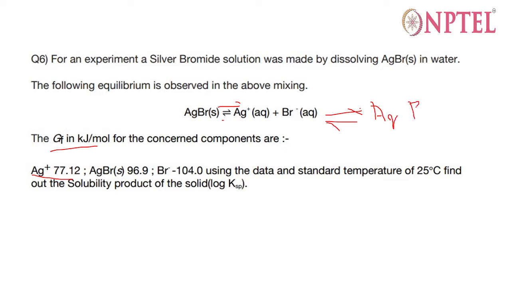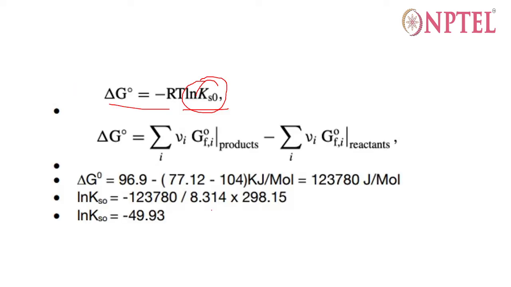So this will be the correct order for me to find out which one is the reactants, which one is the product. So it will be better for you to write down like this. Then you can find out, okay, this one is the product and this one is the reactants. So the solubility product we have to find out. So I'll write down these things, and we all know that the change in Gibbs free energy, del G naught, equals the summation of all the Gibbs free energy of the products minus the summation of all the Gibbs free energy of the reactants.